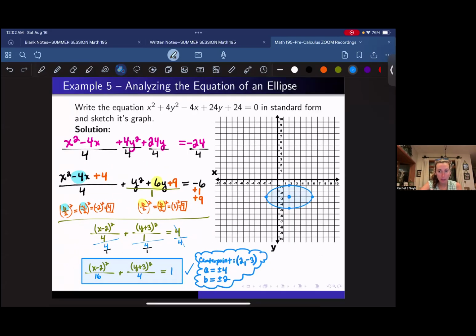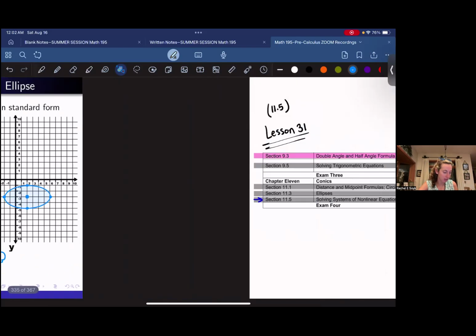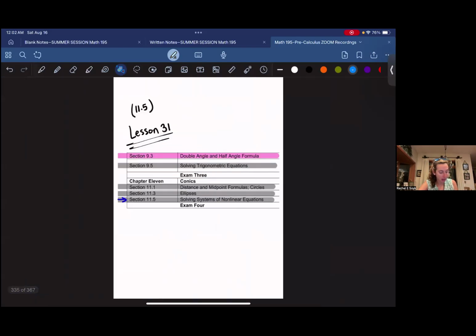So that completes this section 11.3. And our last section is going to just cover solving systems of nonlinear equations.